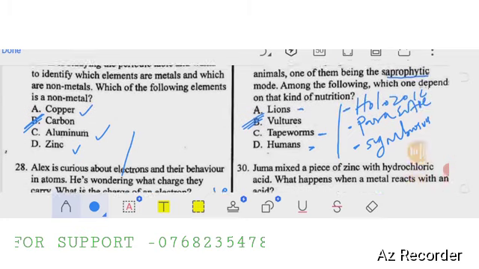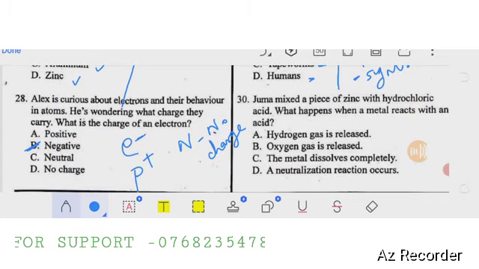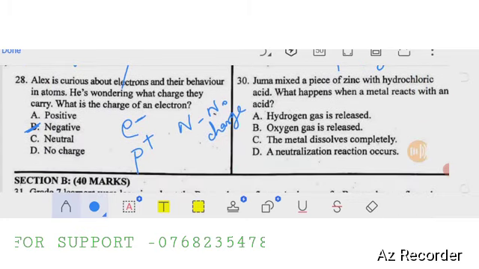Question 30. Juma mixed a piece of zinc and hydrochloric acid. Zinc is a metal, hydrochloric acid is an acid. What happens when a metal reacts with an acid? When a metal reacts with an acid, hydrogen gas and a salt are formed. For example, when zinc reacts with hydrochloric acid, zinc chloride and hydrogen gas are formed.